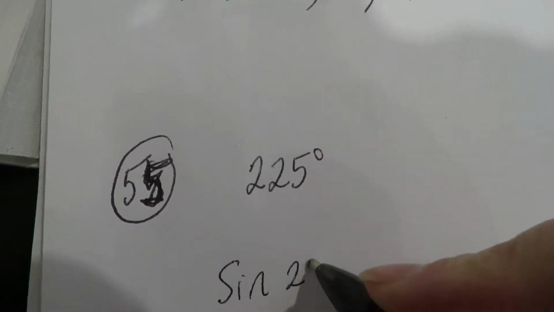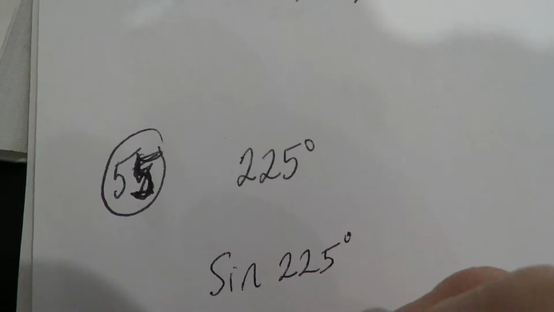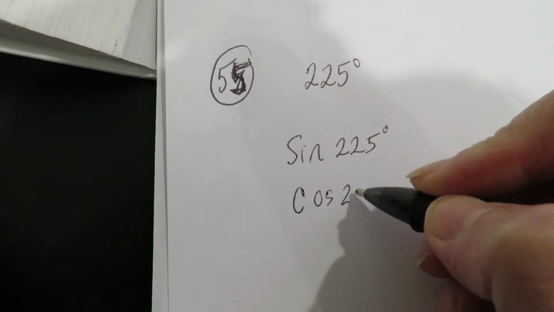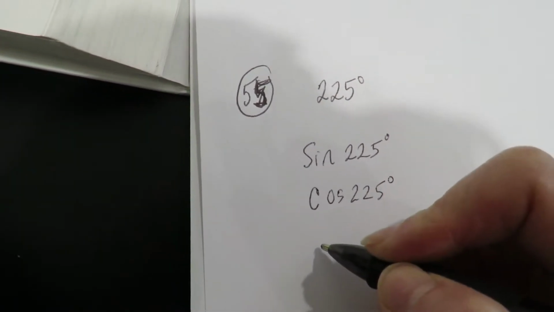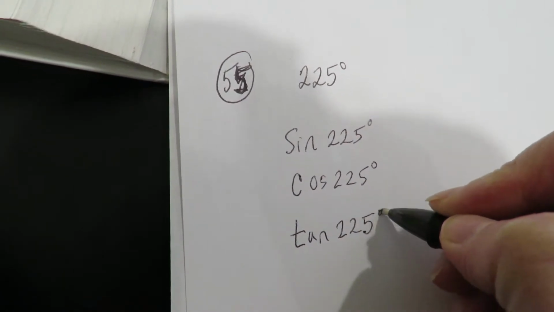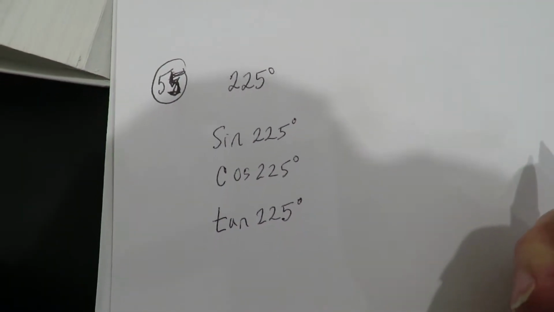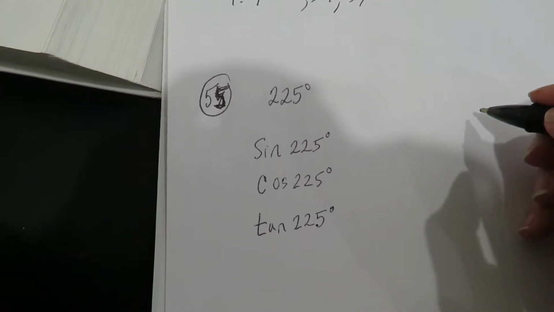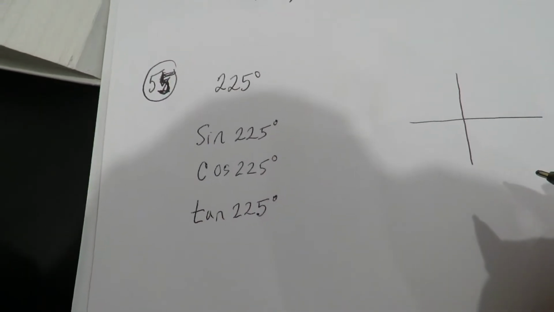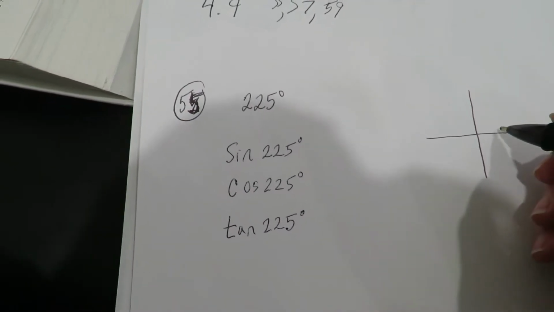So 55 is to evaluate the sine, cosine, and tangent of 225 without using a calculator. Sine, cosine, and tangent of 225 without using a calculator. So let's figure out where the sine of 225 is.